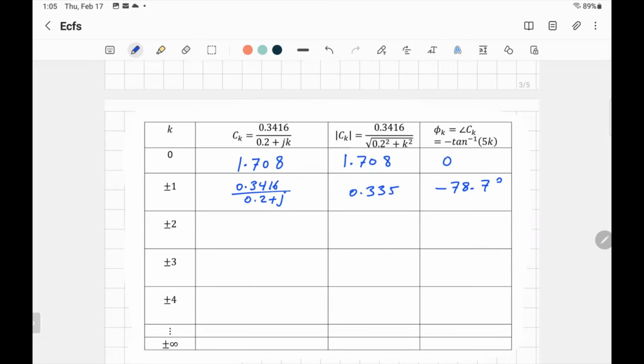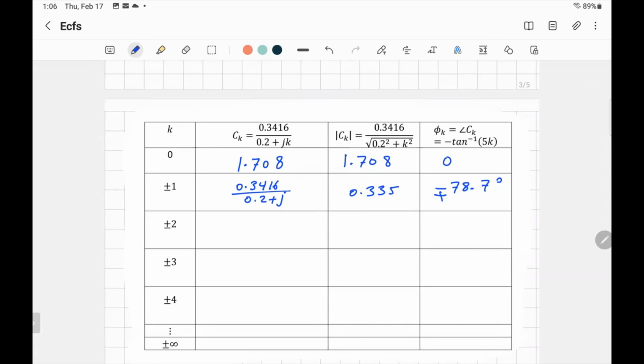That's what you do. Don't waste your time substituting negative 1 and then finding the magnitude and angle. Why? The magnitude of CK is equal to the magnitude of C negative K, or minus K. So if K is equal to positive 1 or negative 1, the magnitude is the same, but only the angle will be different. Why? Because if you remember, I told you C minus K is equal to the conjugate of CK. It means you're flipping the imaginary part.